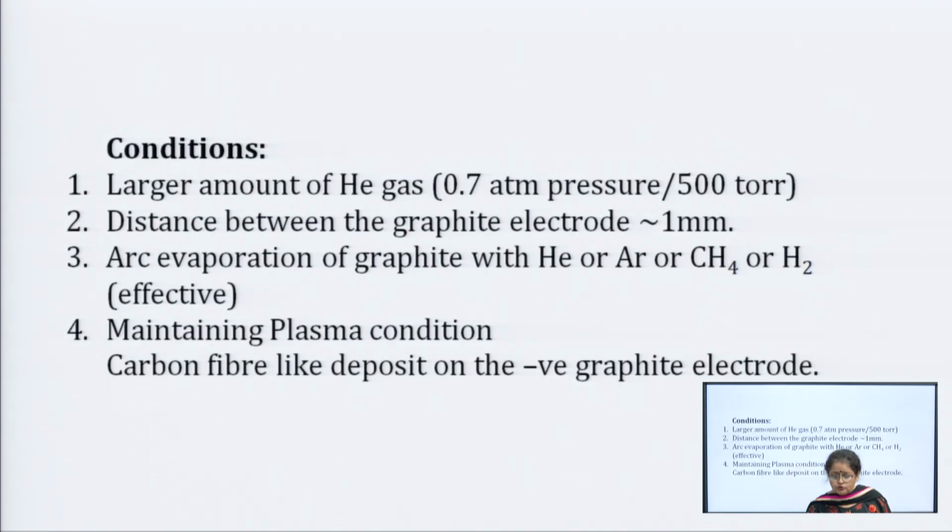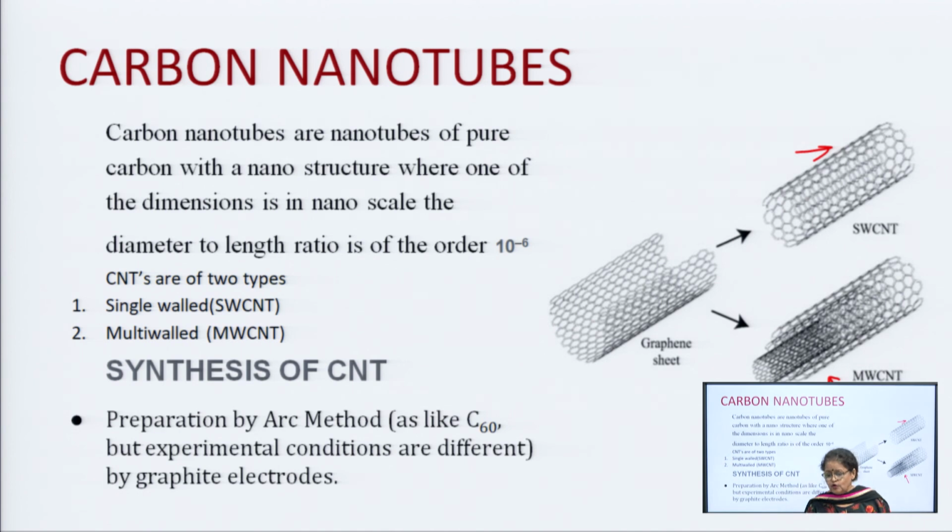When we talked of the single-wall and the multi-wall carbon nanotube, I'd like to tell you one more thing: in a multi-wall nanotube, what are the dimensions in which these concentric circles may be there?